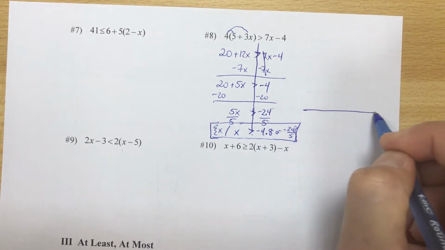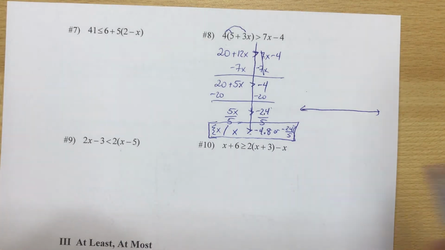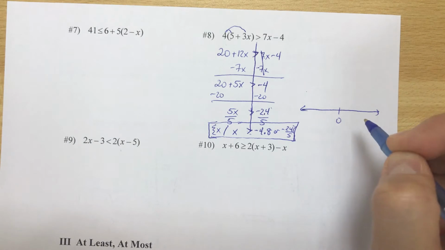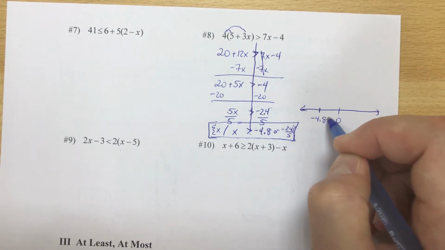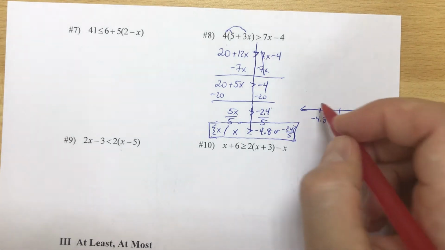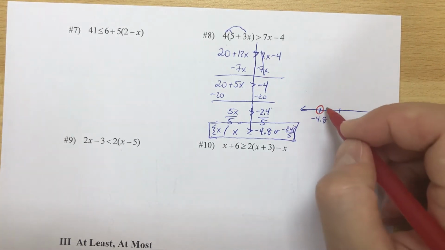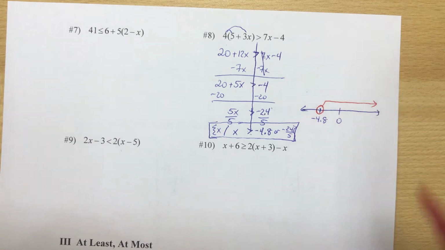So the number line, we can go ahead and graph now. We have 0. X is greater than negative 4.8. So negative numbers are to the left of 0. Greater than is open. And we graph to the right.